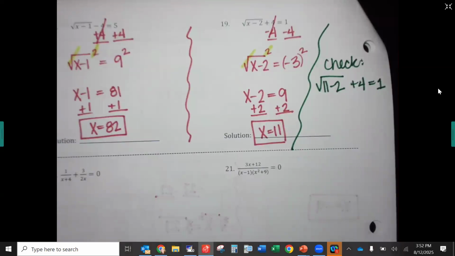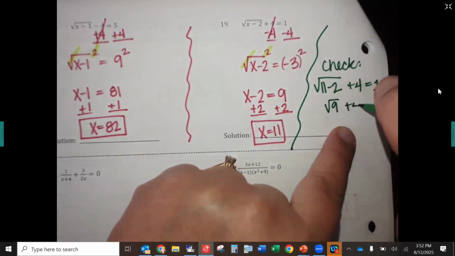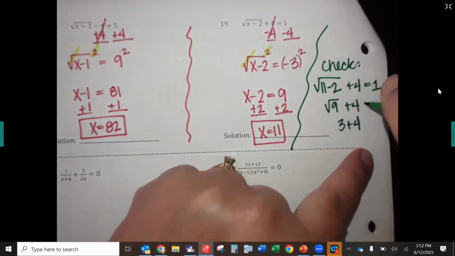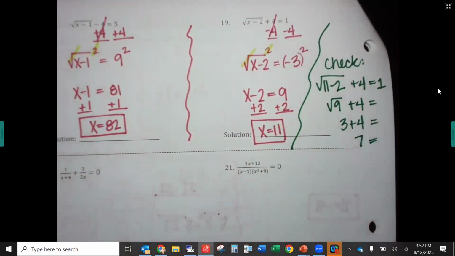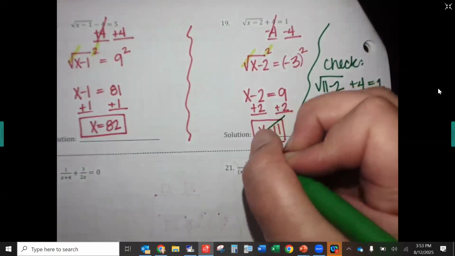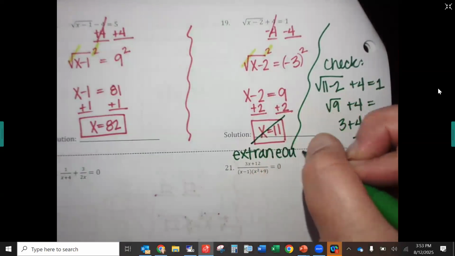What is 11 minus 2? 9. What's the square root of 9? What's 3 plus 4? 7. What do you call it if when you plug that answer back in, it gives you something that's not really equal? It starts with an E. So this ended up being 9 plus 4, which was 3 plus 4, which is a 7. It's okay. Cross out your 11. That's an extraneous solution. Did you all do that?